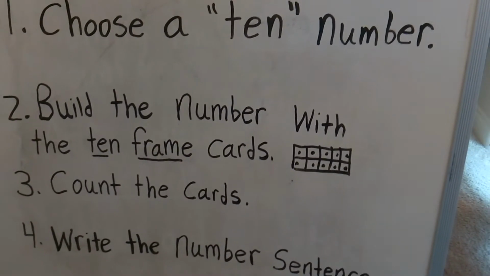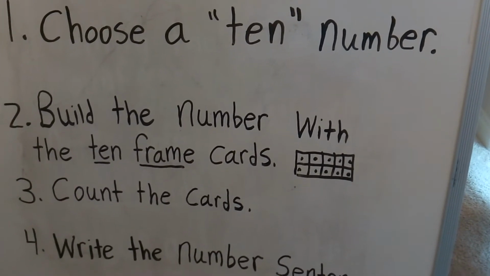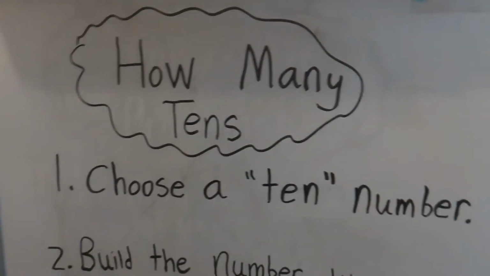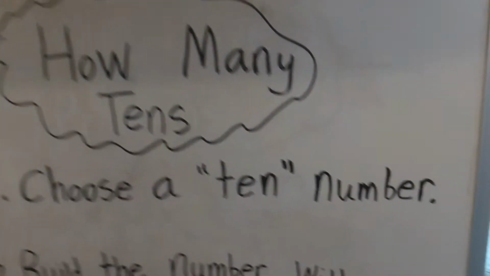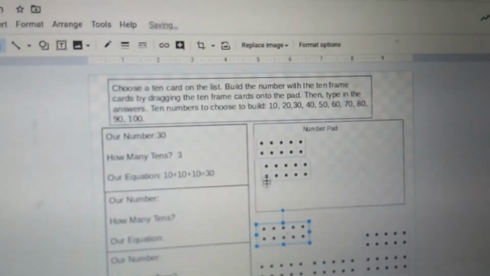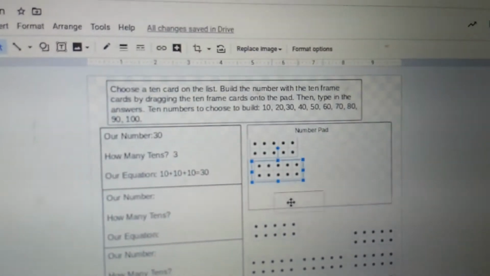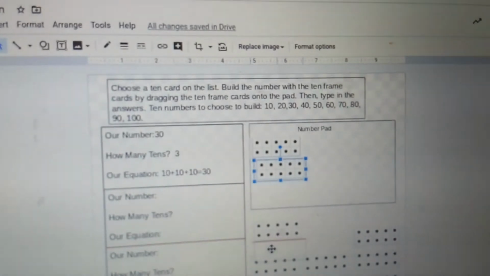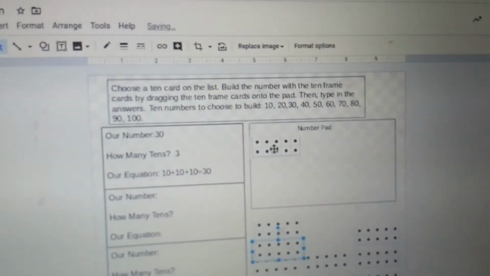Now, we're going to try these steps together. First thing first, I'm going to go back to my computer right here, and I'm going to reset it. I'm going to pull it back down because I'm going to build a new number. And you can easily do this by just using your mouse.